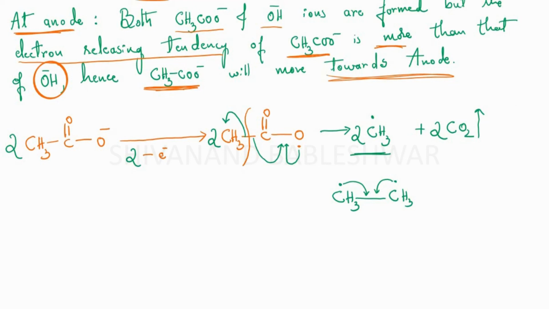I'll be erasing this part so that it becomes simpler. So I'll write here the ethane molecule, that is CH3 single bond CH3. Fine, students. So this is how ethane is formed at the anode. Remember, hydrocarbon gas is always liberated at the anode. Now let us see what happens at the cathode.